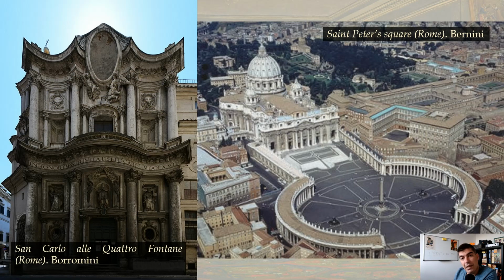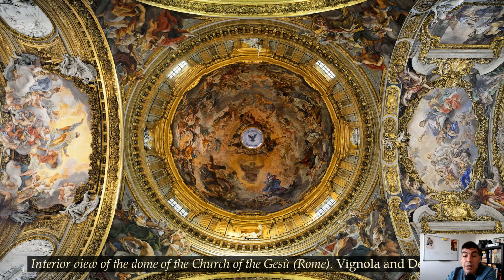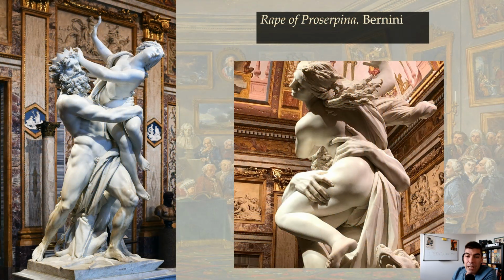And then regarding art, we have a new style, the best style that the history of art has given to us, which is the Baroque. Here are some examples, most of them in Rome: San Carlo alle Quattro Fontane by Borromini, St. Peter's Square by Bernini. This is the interior view of the dome of the Gesù in Rome, by Vignola and della Porta. We have a sculpture.